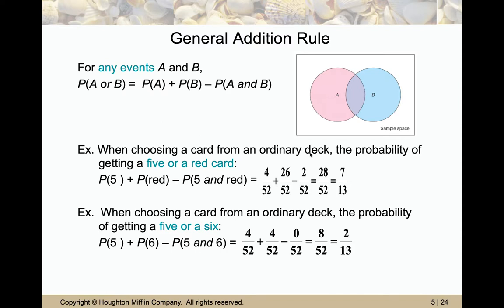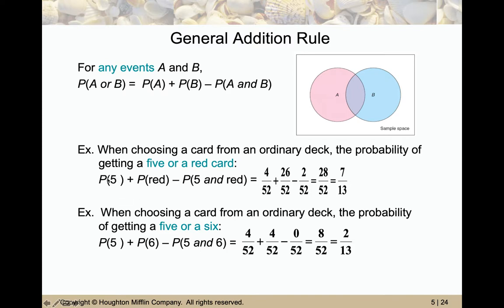All right, so we're going to need the probability of a 5 plus the probability of red minus the probability of 5 and red, because we have added the 5 of hearts and the 5 of diamonds twice. They get added here when we do the probability of 5, and they get added here where we do the probability of red. So we need to subtract them off once.